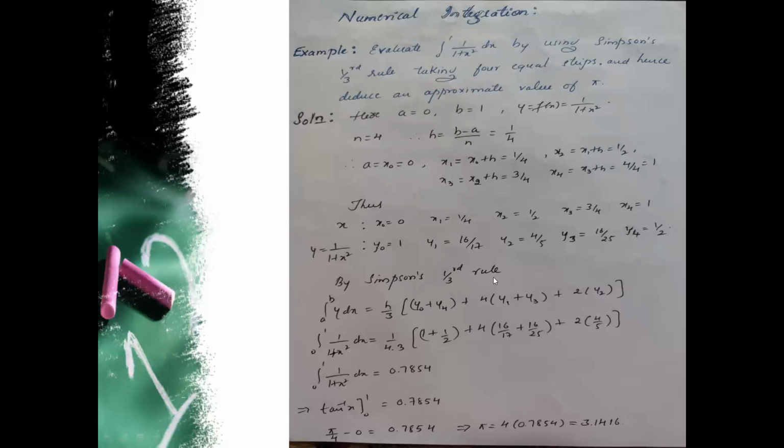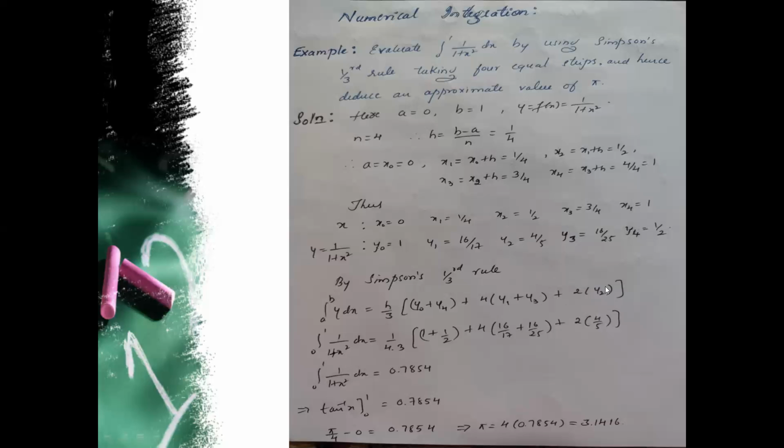Now we go for Simpson's one-third rule, which is given by integration from a to b of y dx. It is h by 3 times y naught plus, in the formula we have written yn. Now since we have got only up to y4, the last value we have to write here is y4. Instead of yn, we'll write here y4, plus 4 times the odd suffixes of y. So y1 and y3 are the only odd suffixes of y we have in this table. So I'll write y1 plus y3, plus 2 times y2. So 2 times the even suffixes, y2.